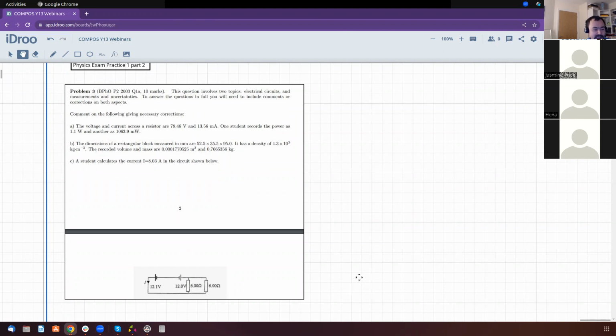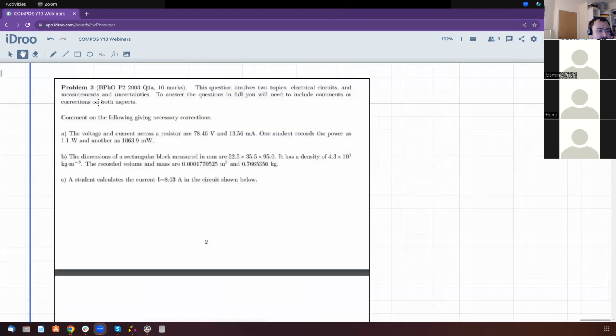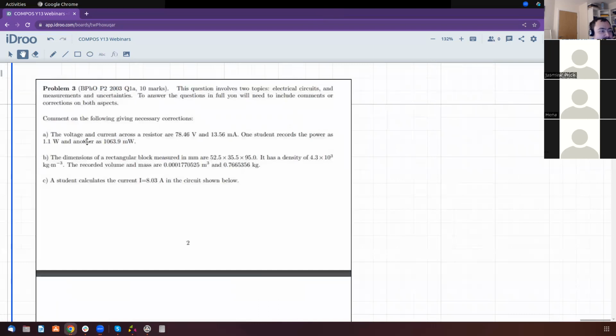I had a shout out in Slack about which problems you'd like to go through, but I received no answer today. If you have any particular problems you'd like to go through, do let me know. Happy to do that. The problems are reasonably straightforward. I tried to pick the unusual ones, so 3. Comment on the following, giving necessary corrections.